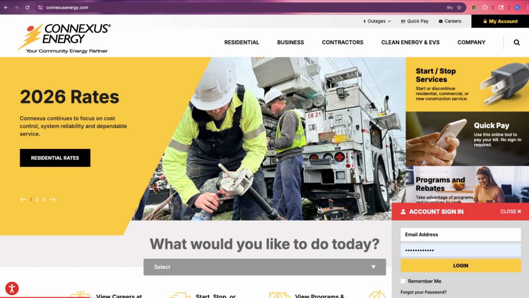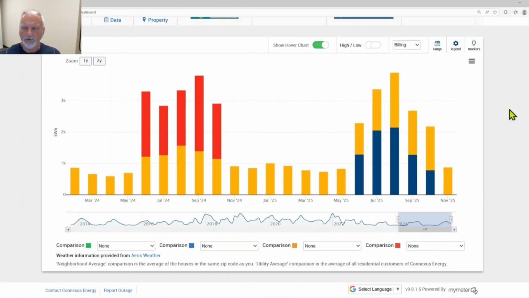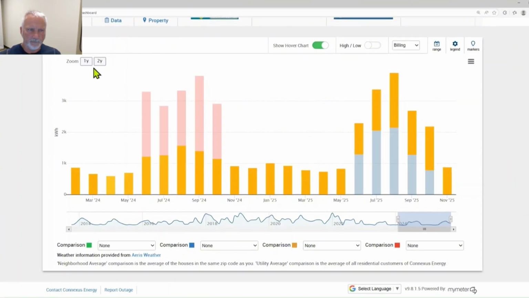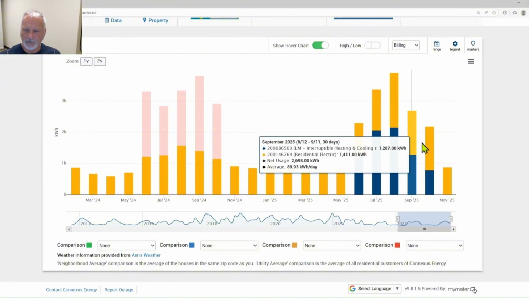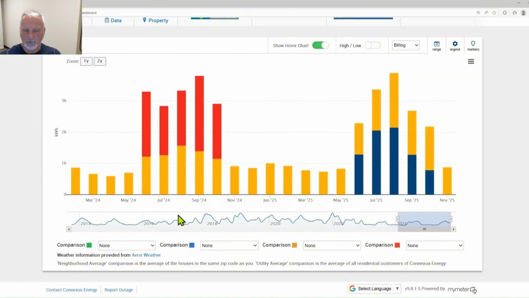So once you get to the Connexus home screen, you can navigate to your My Account. And this is the screen you'll see, something very much like this. This is showing you your meter's actual usage. There's a lot of different things you can do on here. You can hover over each bar and it gives you information. Down below there's a graph that shows you your usage over time. In this case, I've got back from 2014 to 2025.